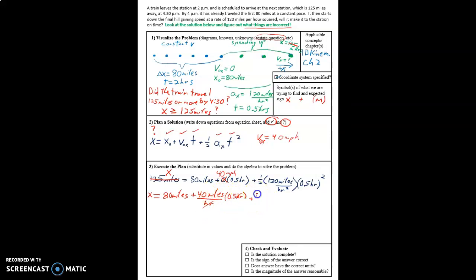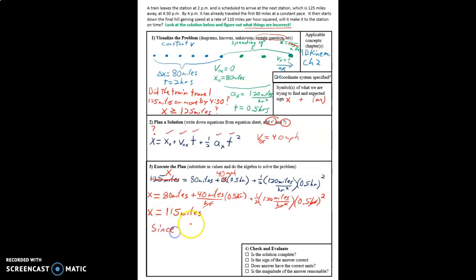And then we have plus 1/2 times 120, and this is already written in the appropriate format, miles per hour squared, 0.5 hours. Notice the squared is outside the parentheses, so that's going to square the number and the unit. So we're going to have hours squared canceling with hours squared, and that will give us units of miles. So miles plus miles plus miles. When you're adding and subtracting, everything has to have the same units. And we plug these values in, and we get 115 miles.